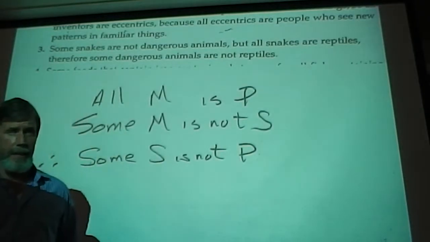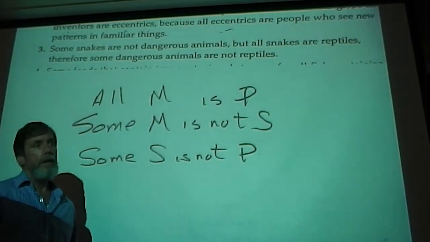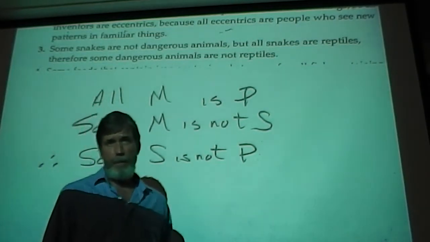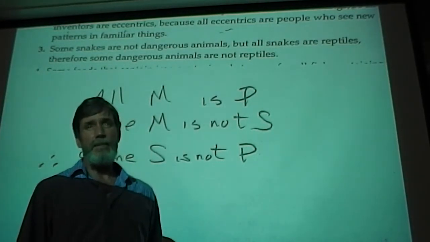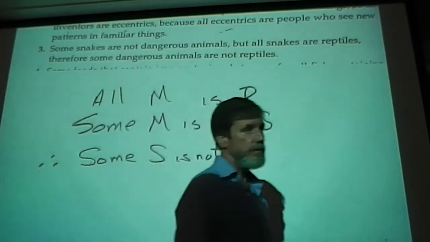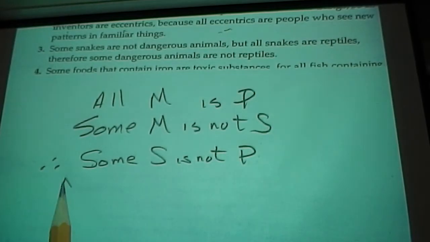Okay, now that we have it translated, we can identify the mood and figure, which you're going to have to do. A, O, O, 3. Go ahead and do a Venn diagram proof of its validity or invalidity. If we find it to be invalid, we'll check for fallacies. Not going to do that.